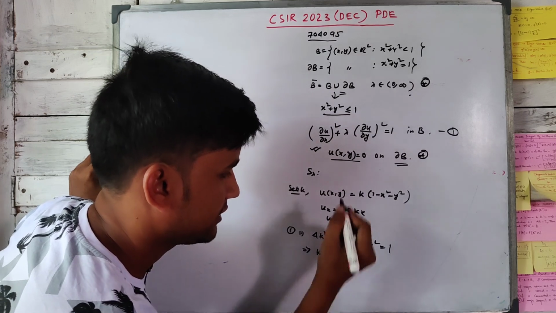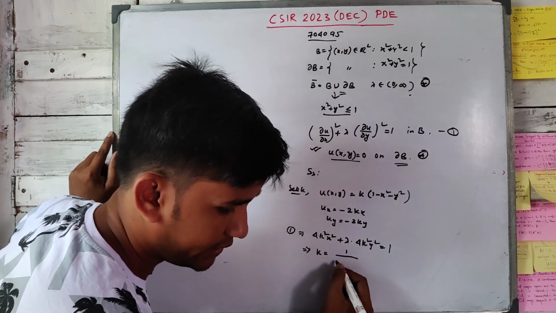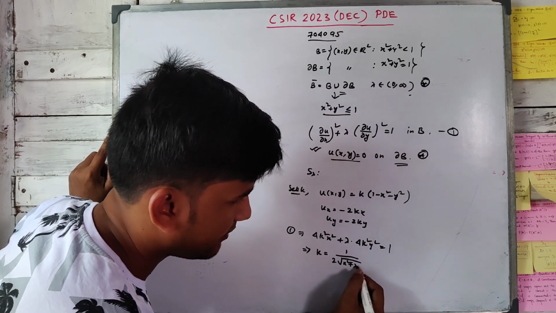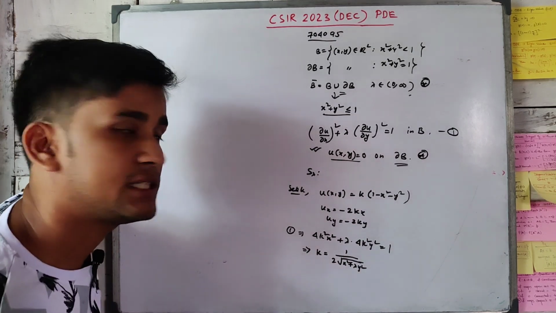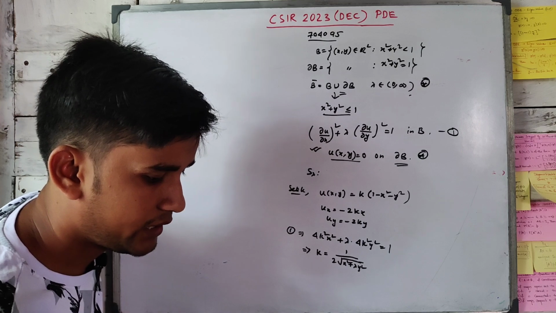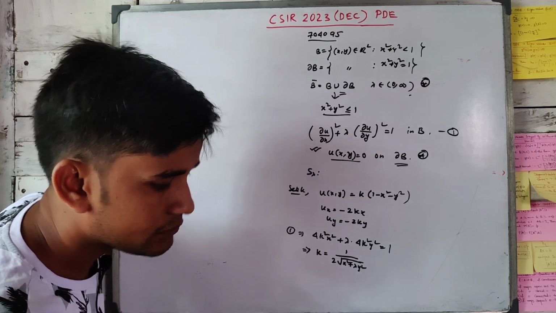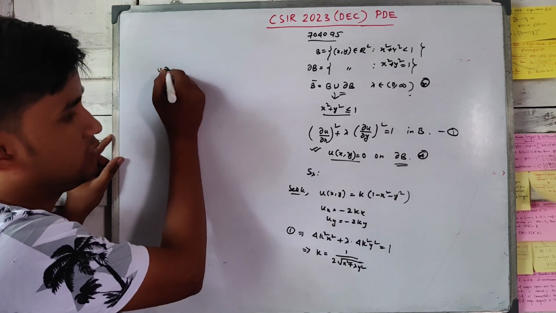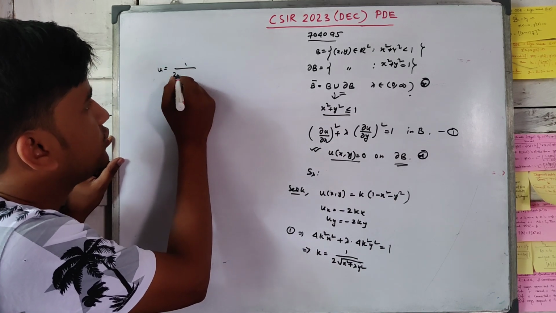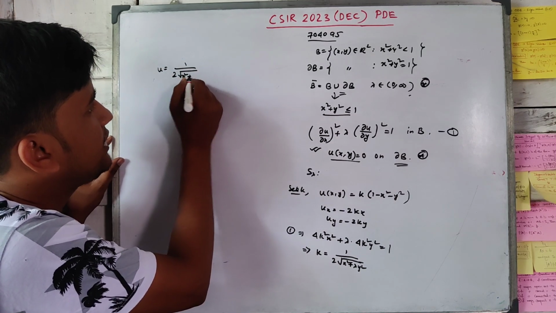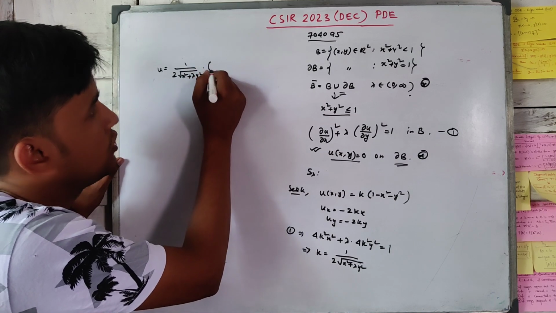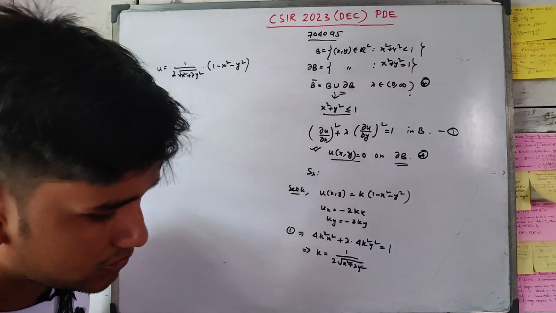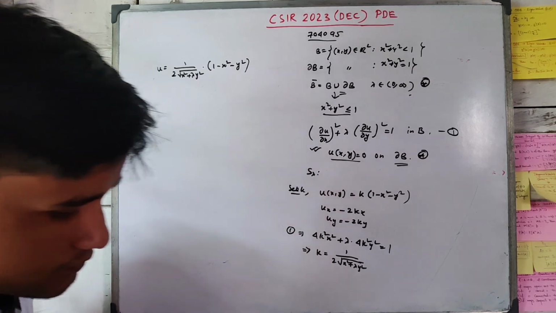K is equal to 1 by 2 root under x square plus lambda y square. Okay, so this is the value of k. Now the value of u is equal to the value of k, 1 by 2 into root under x square plus lambda y square into 1 minus x square minus y square. Okay, so this is the value of u.